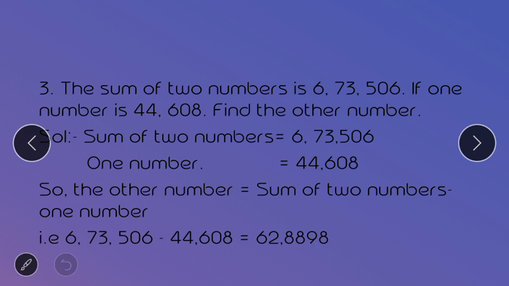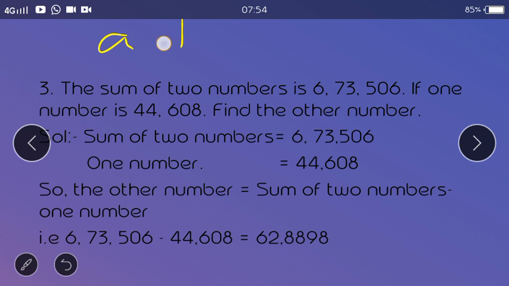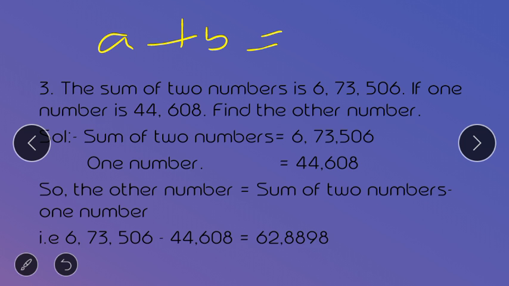Question number 3. The sum of two numbers is 6,73,506. If one number is 44,608, find the other number. Children, do you remember what the sum is? Sum is the result of adding two numbers. When we add two numbers, like A plus B, the result you get, that C, is said to be the sum.